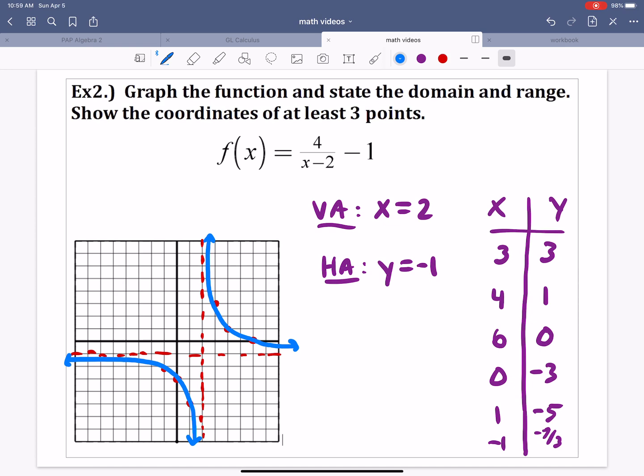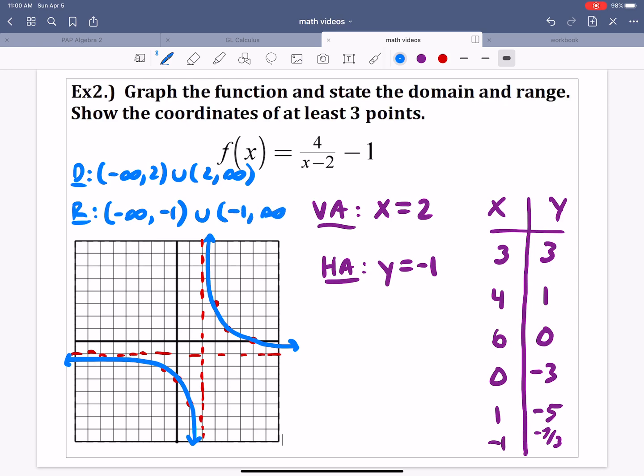Remember that as you approach the asymptotes, treat the asymptotes like a magnet. The last thing that we'll do here is write out our domain and our range. The domain is from negative infinity to 2, union 2 to infinity. The range goes from the floor, negative infinity, all the way up to the horizontal asymptote. And then you go from the other side of the horizontal asymptote all the way up to positive infinity.